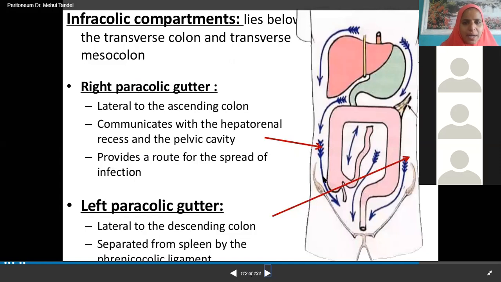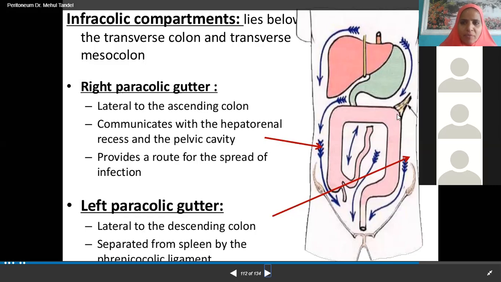Infracolic compartments. Right paracolic gutter. Lift this coil of intestine, you will see empty space here, lateral to the ascending colon. Okay, it communicates with the hepatorenal recess of the pelvic cavity. In case there is any infection here, because of these free spaces, infection can easily spread to other parts of the peritoneal cavity. This is left paracolic gutter, lateral to the descending colon.